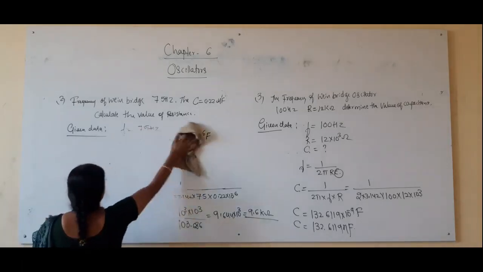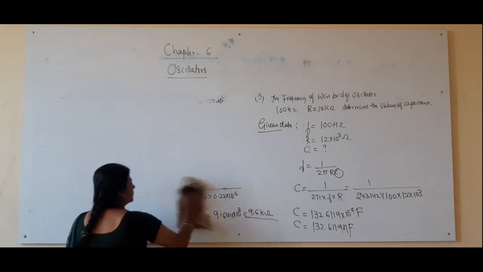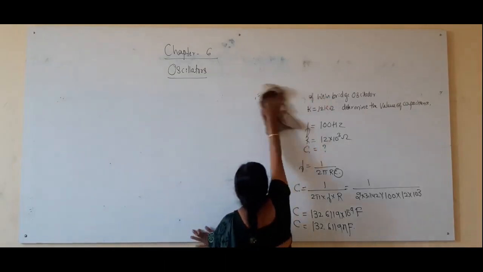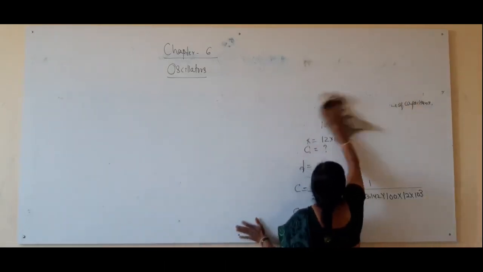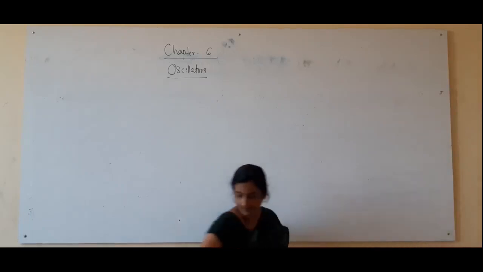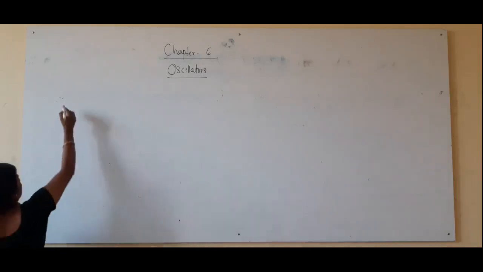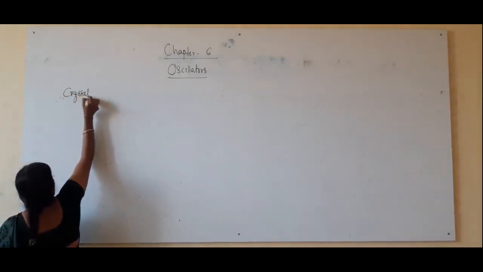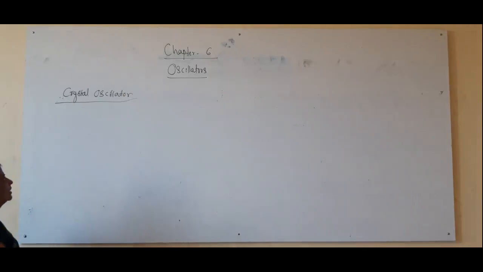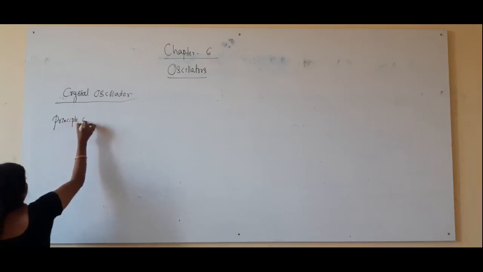So next is third type of oscillators, your crystal oscillators. So this completes your LC and RC oscillators. So next point is our crystal oscillator, and here we study about the principle of crystal oscillator.